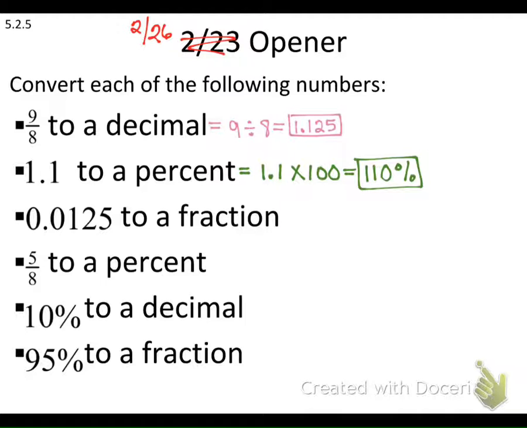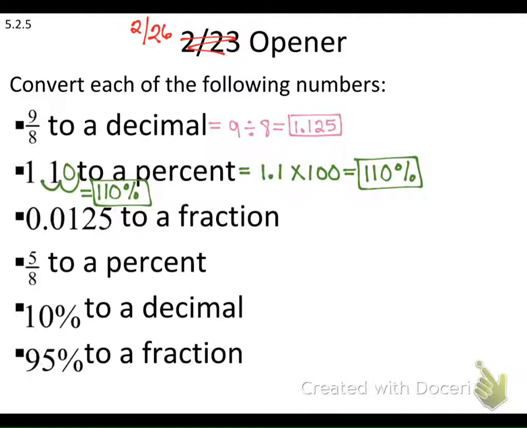What's the other way that I can change this number to a percent? Kelsey? Move the decimal to the right twice. Yeah, move the decimal to the right twice. So I move it once, twice. What do I put in that missing spot? A 0. So what's my answer, Kelsey? How about 110%? And box it.